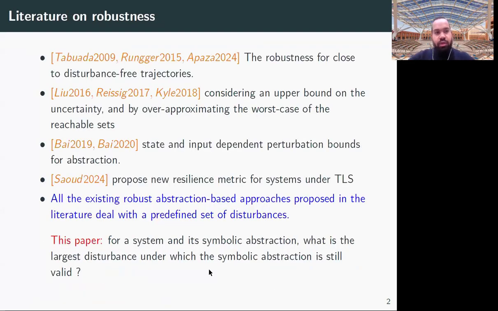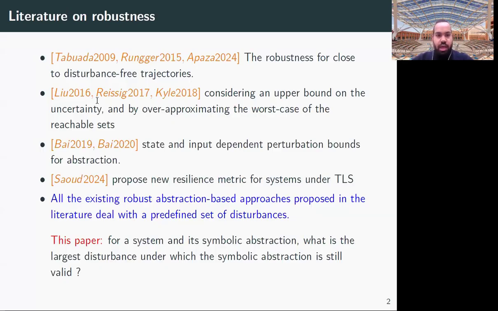Here I will give a literature review on robustness. Let's work through this timeline of approaches. First, Tabuada, Ringer, and Apeza focus on robustness for trajectories that are close to disturbance-free. They essentially ask, how much can we deviate from ideal behavior and still maintain correctness? So the emphasis here is on small perturbations.